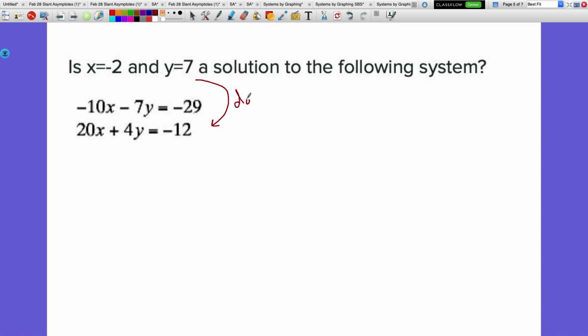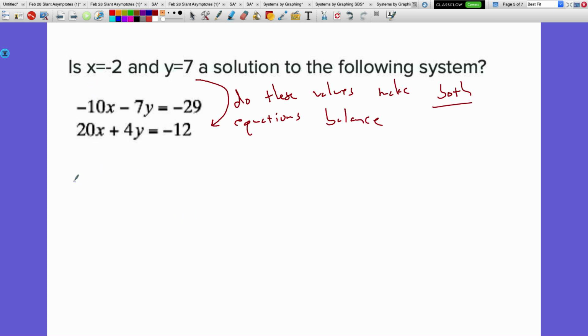So, do these values make both equations balance? It's not enough to just make one of them balance, because if we picture a graph, you can be on one of the lines without being at the intersection point.